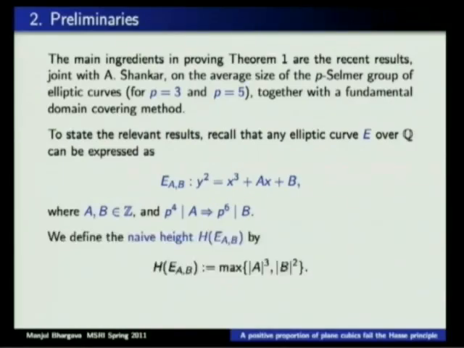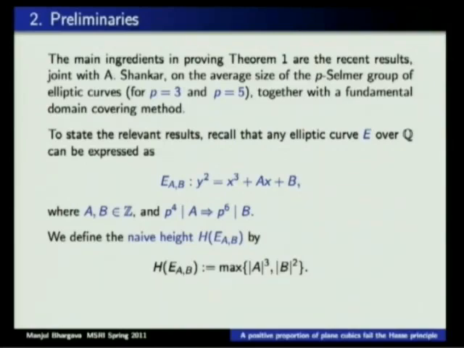Okay, and we define the naive height of a rational elliptic curve. You take its canonical form E_{a,b}, and you take the maximum of the absolute values of a cubed and b squared, because those are the things that are comparable. So that's the naive height of an elliptic curve E_{a,b}. It's just the maximum of the sizes of its defining equation coefficients.